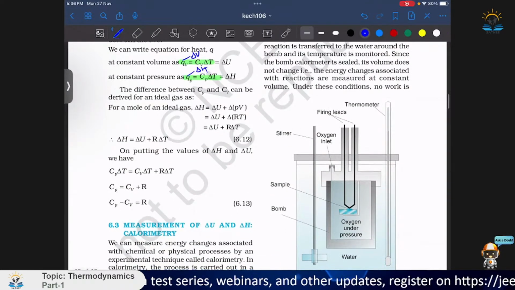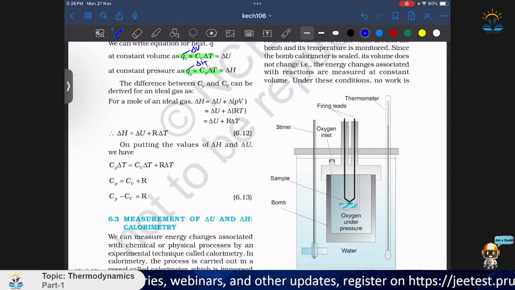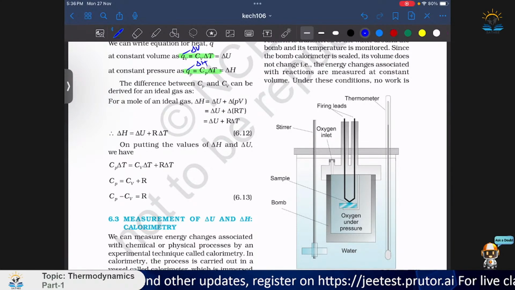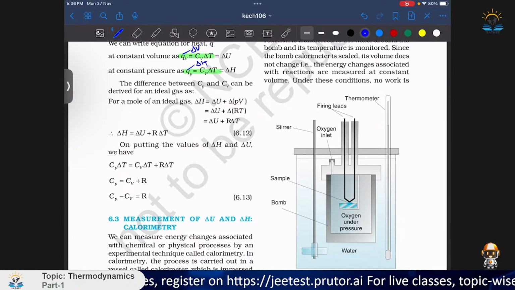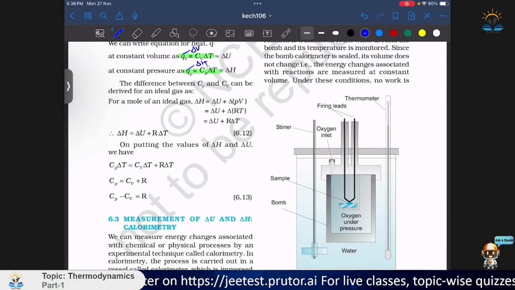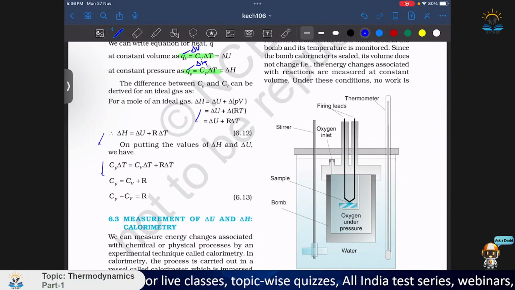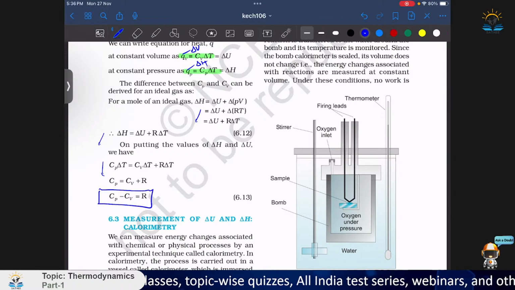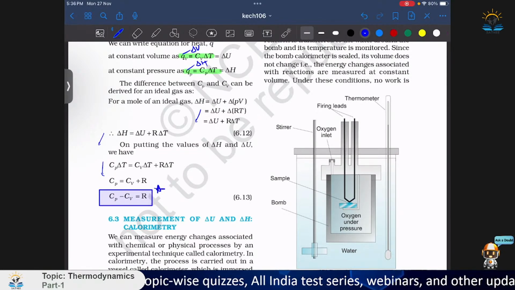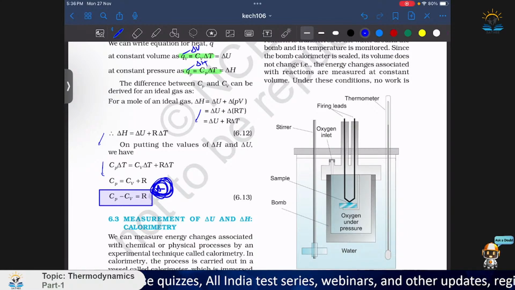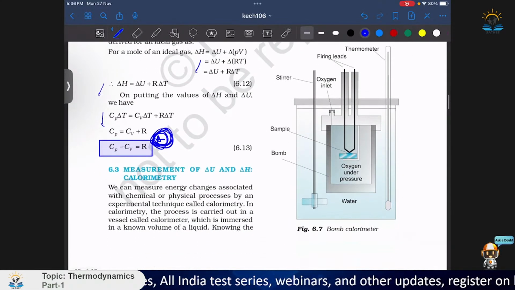The difference between Cp and Cv: if we subtract Qv from Qp, and here we take Cp and Cv common, after doing all these calculations, we put the values of delta H and delta U in this, and we get this equation. Cp minus Cv is equal to R. This is a really important relationship which you need to remember.